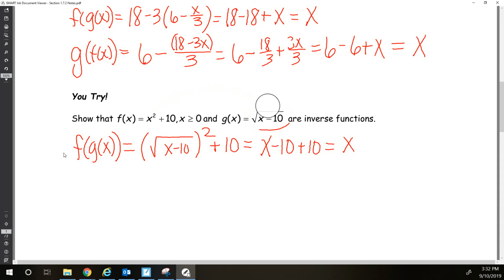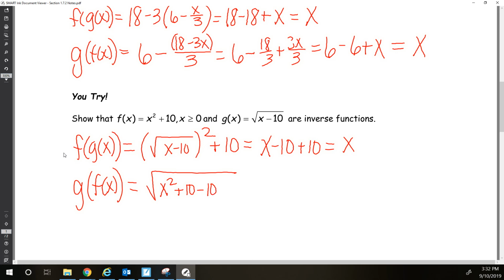All right, let's go the other direction. Now we're going to find g of f of x. And so that is going to be the square root of x squared plus 10, and then minus 10. 10 minus 10 goes away, I've got square root of x squared. Square root of x squared is plus or minus x. And so that's where this piece goes in. We only want when x is greater than or equal to 0. So the square root of a positive x is just going to be positive x. So that's why the domain is important on this. And so this is indeed inverse functions.